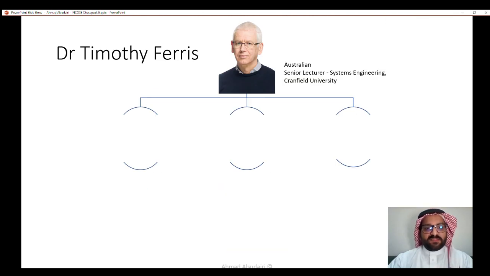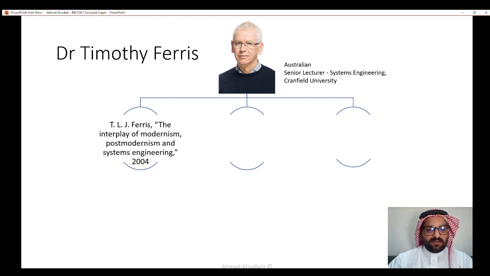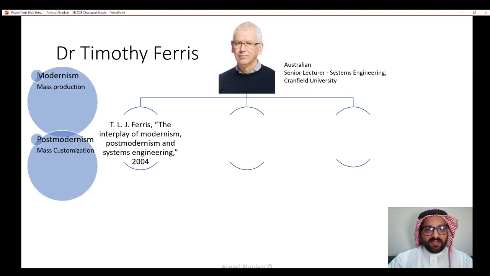Dr. Timothy Ferris is a main contributor in the subject of the effect of culture on systems engineering. In his first article, The Interplay of Modernism, Postmodernism, and Systems Engineering, he explained the history of modernity, how it affected colonization and the thoughts of superiority of European thought, as in Macaulay's opinion that a single shelf of any European library is worth more than all of the literature of India, and the feeling that the native people were primitive.